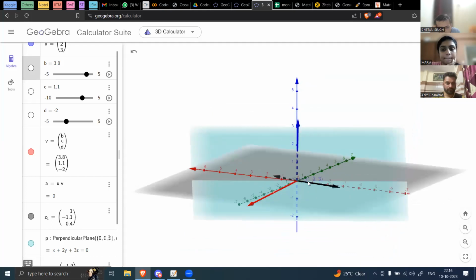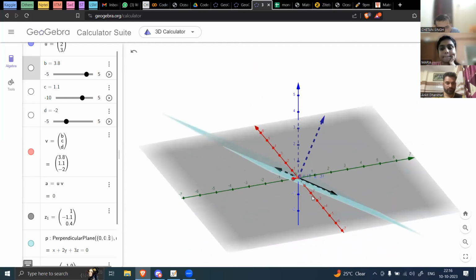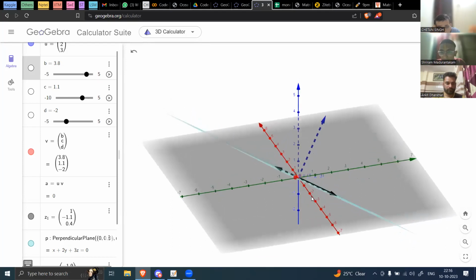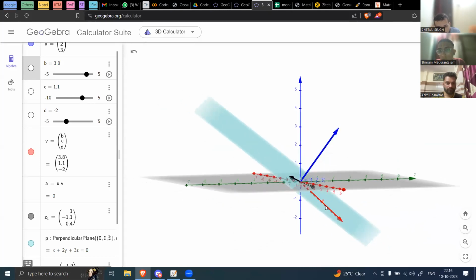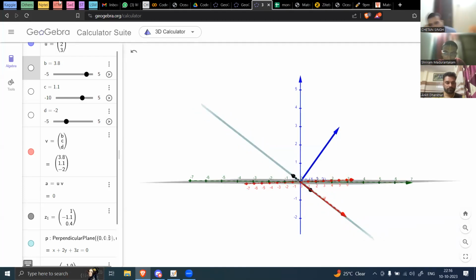Can we look at the side view of this plane, Shiva? Yeah, now it's clear, I guess. You can see that both of them lie in the same plane. All three vectors here lie on the same plane, right?